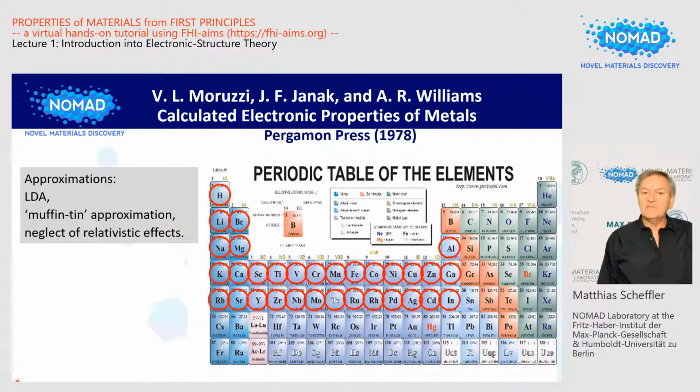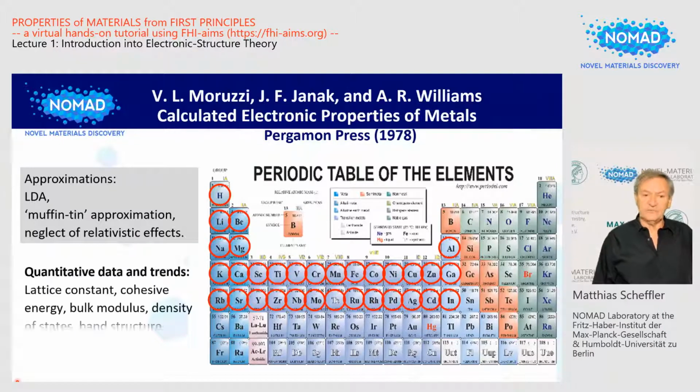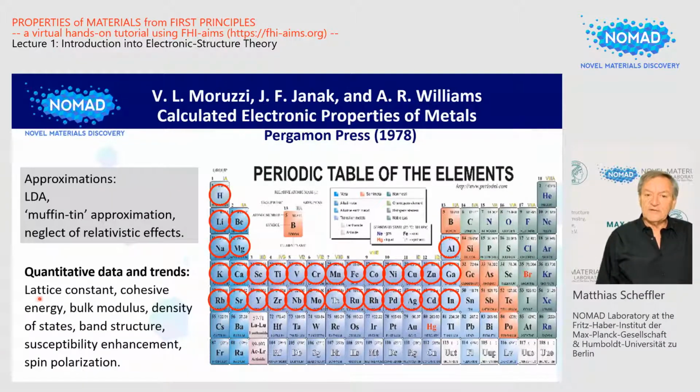But back then, this all electron treatment required the muffin-tin approximation. That is, making the effective potential spherical around the atoms. This approximation is no longer necessary today. Moruzzi et al. calculated quantitative results and trends: lattice constant, cohesive energy, bulk modulus, density of states, band structure, susceptibility enhancement, spin polarization. And all this for many atoms already in 1978.